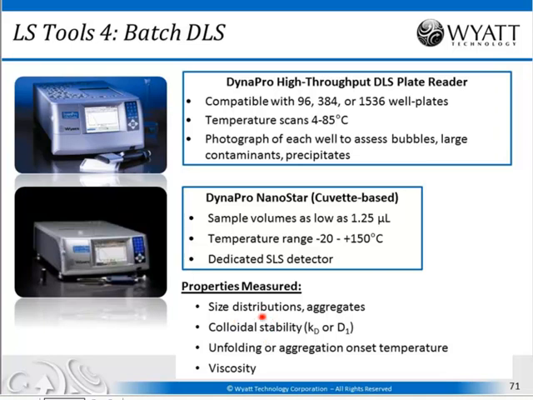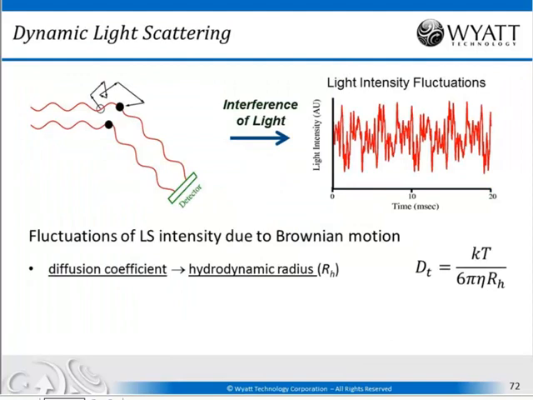Batch DLS measures coarse size distributions. It's not as well resolved as if you do an upstream separation with SEC, but it does give you distributions of sizes and aggregates. It is useful for looking at colloidal stability, and that's through the concentration dependence of the light scattering, unfolding or aggregation onset temperature, and you can even measure viscosity with dynamic light scattering.